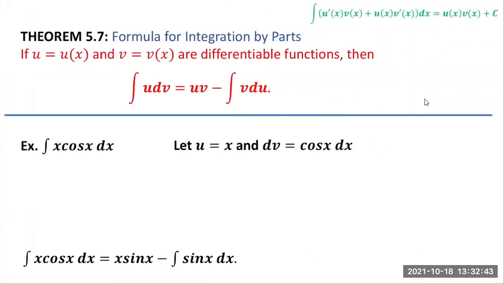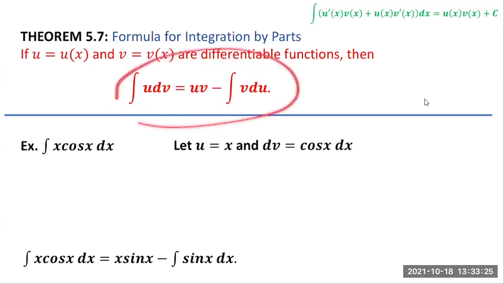Now let's go over the theorem which states how to do integration by parts, the formula for integration by parts, Theorem 5.7, by the way. If u equals u of x and v equals v of x are differentiable functions, then the integral of u dv is equal to uv minus the integral of v du. This is what we call the integration by parts formula. This is the formula that we'll be applying throughout this section. For all the examples, we will be sticking to this particular formula.